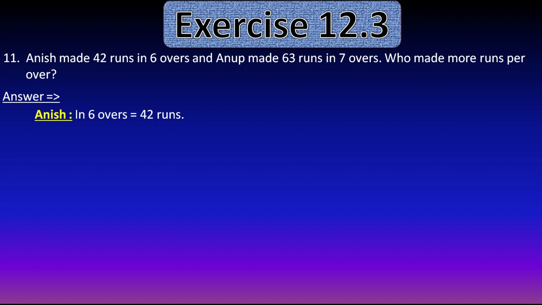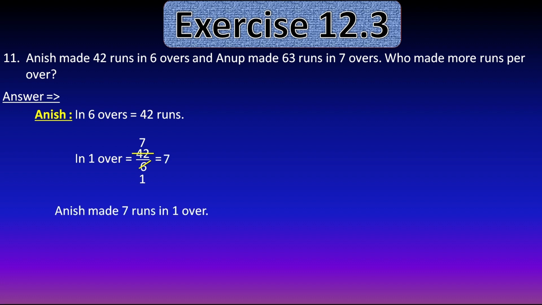In 6 overs, Anish made 42 runs. Okay, 42 runs he made in 6 overs. So in 1 over, we can find out by dividing 42 by 6. So 6 ones are 6 here, and 6 sevens are 42. So in 1 over, he made 7 runs.